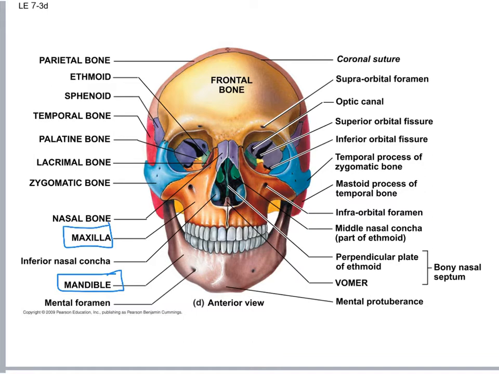Then we have this purple area up here that I said was not a part of the sphenoid, and that is called your nasal bone. So there's a right and a left, with a suture in there. And then we have the lacrimal bones. The lacrimal bones are these bones at the back of the eye socket, this little yellow area back there. Whenever you hear lacrimal, you think tears.